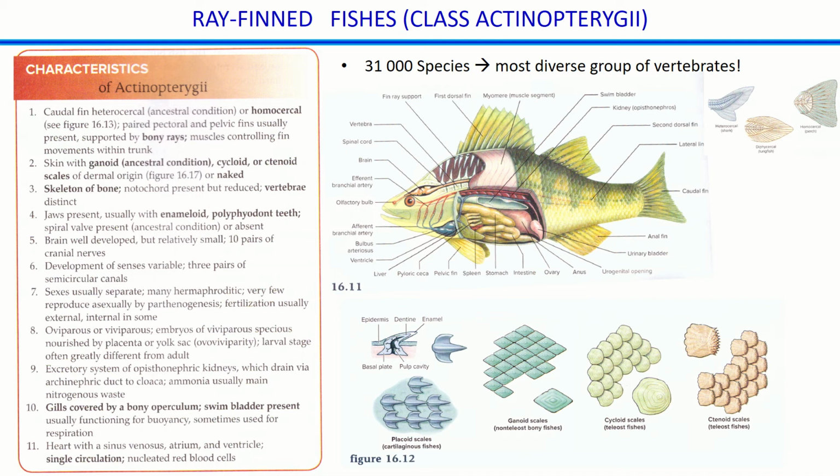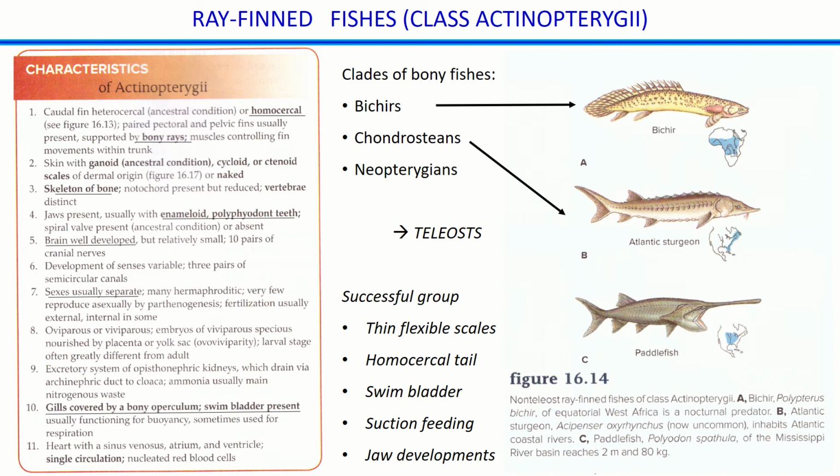Ganoid belongs to the group of fishes called bichirs. Exactly. Bichirs, where do they occur? They occur in Africa, correct. So in terms of the clades of the Actinopterygii, you've got bichirs, chondrosteans. Chondrosteans are closely related to what? Why? Perfect. Neopterygians gave rise to the teleosts, which are the true bony fishes. Okay?